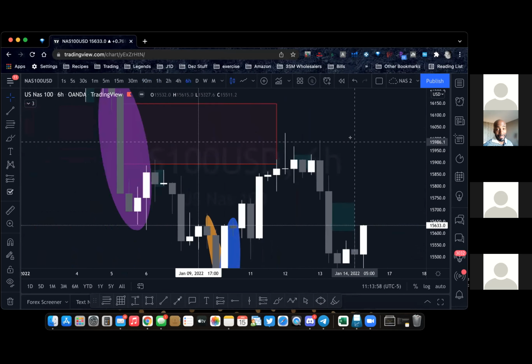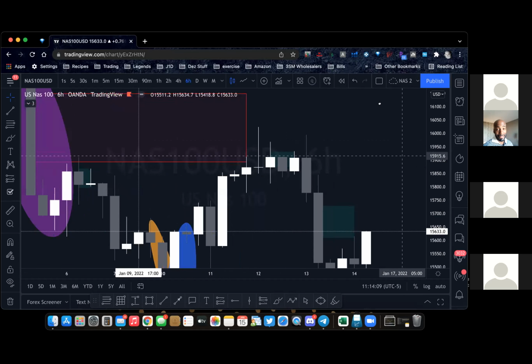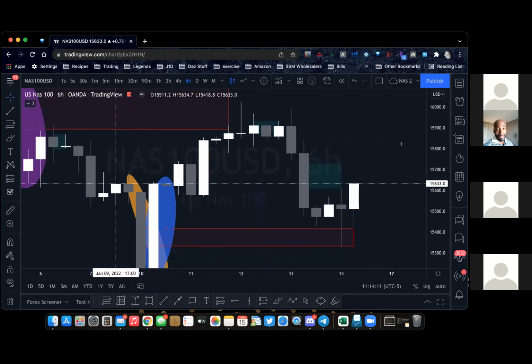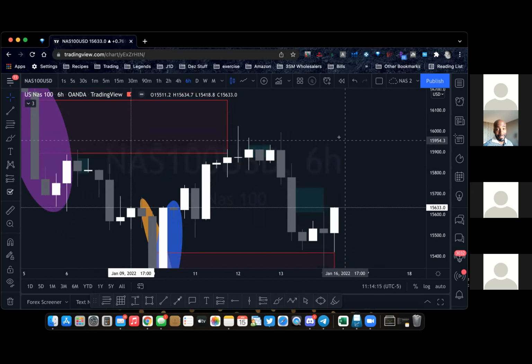You can do it at night, anytime after 7 o'clock. The reason is after 7 o'clock, New York is closed, Asia's coming in. So that's probably the best time, about 7 o'clock. You can come in and go to the 6 hour, and basically you just fib the 6 hour candles up based on order blocks.